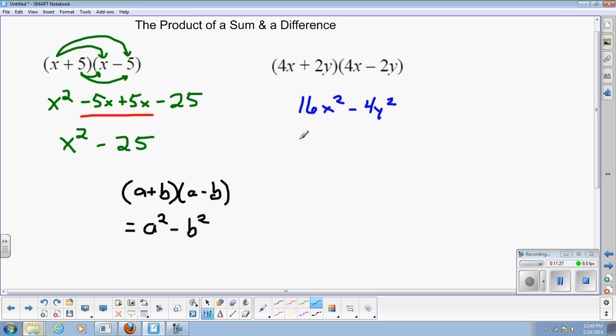Again, if you have a little trouble seeing the pattern right away, use your distributing, and then you'll be able to get the correct answer. Either way, it works. But I would hope that you'll be able to work with this pattern, see if you can get it down. It'll help you a lot.